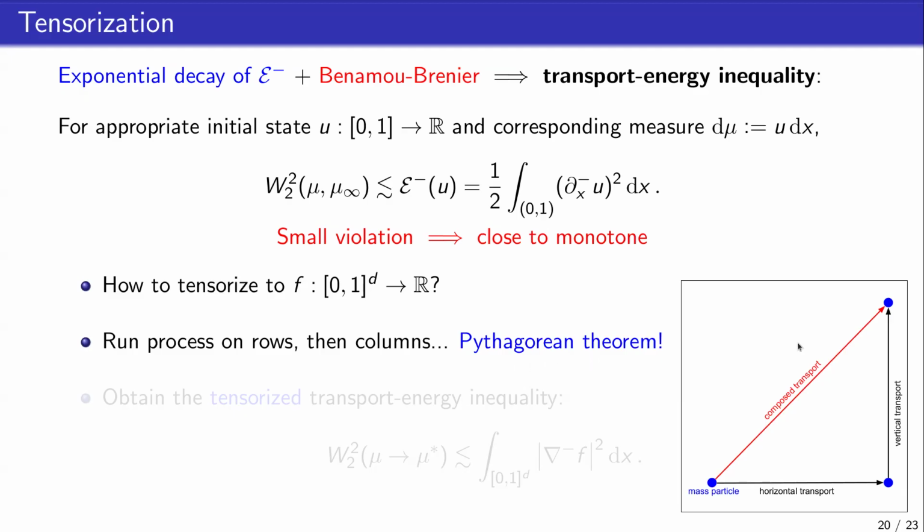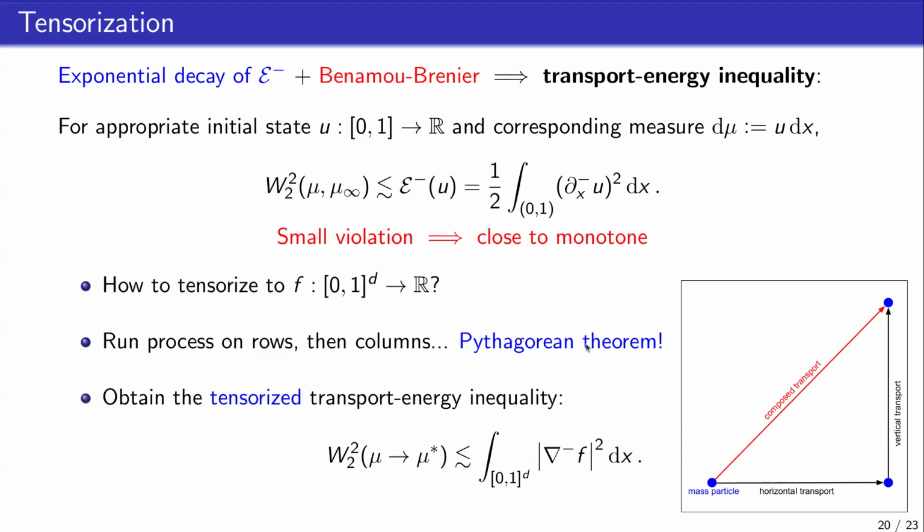Pythagorean theorem. So in this picture here, if my domain is just a square, my first step, if I have some mass particle here, is to run the PDE along the rows, and that's going to give me some horizontal transport bound. And then the second step is going to run it along the vertical axis. So I'm going to get some vertical transport. But recall the Wasserstein distance squared is just measuring squared Euclidean distance. So if I compose these transport plans, I'm going to get this diagonal movement, and everything's going to add up perfectly by the Pythagorean theorem.